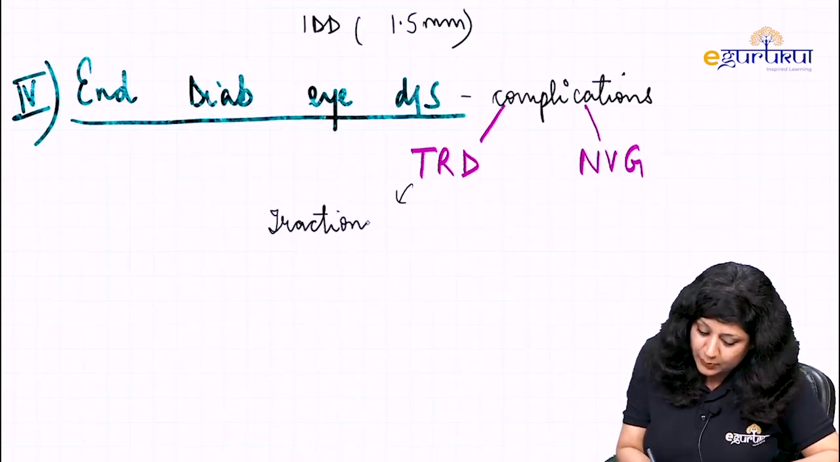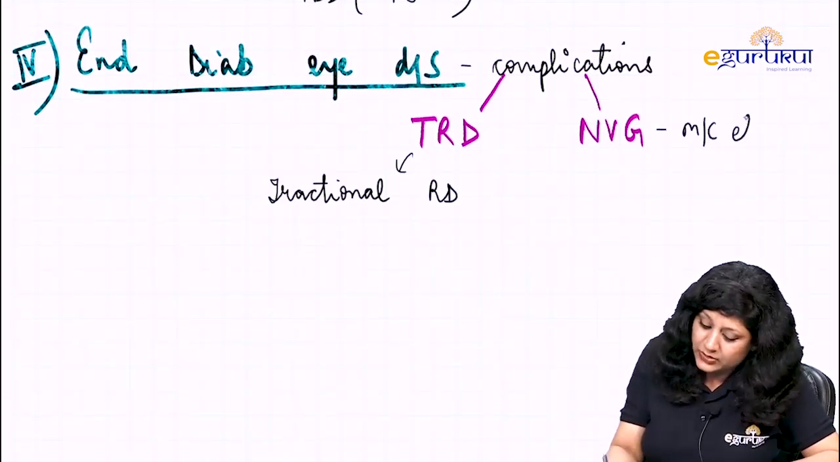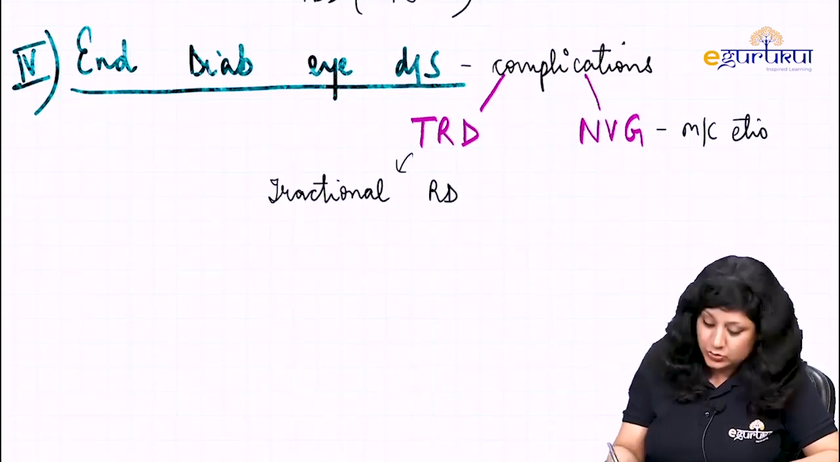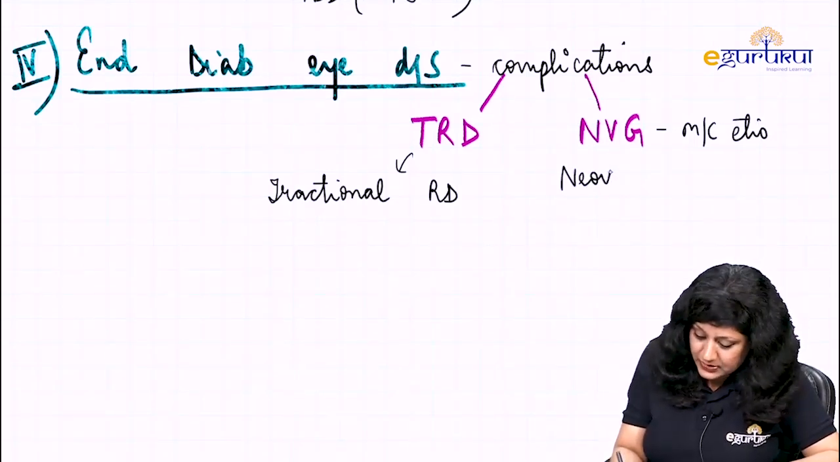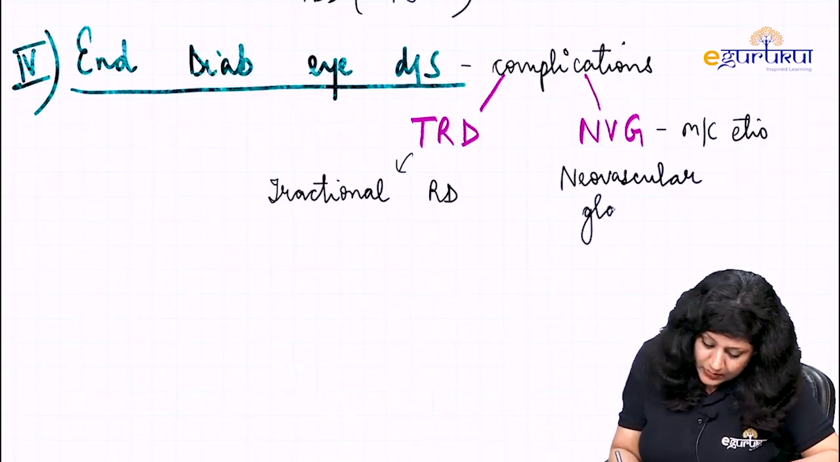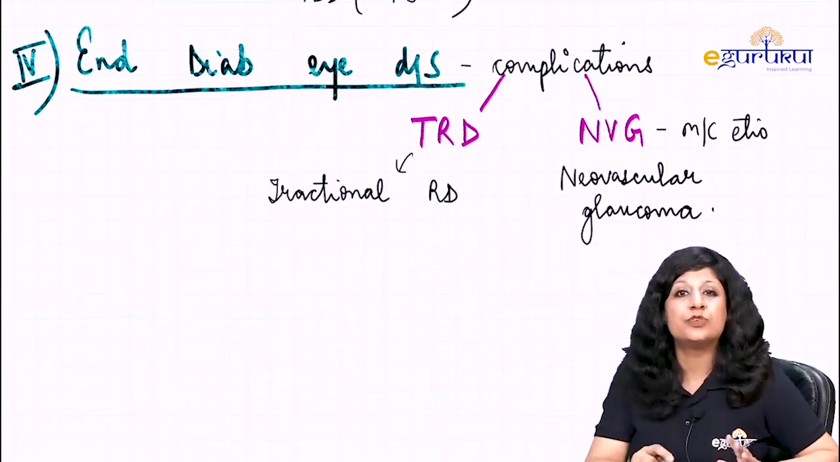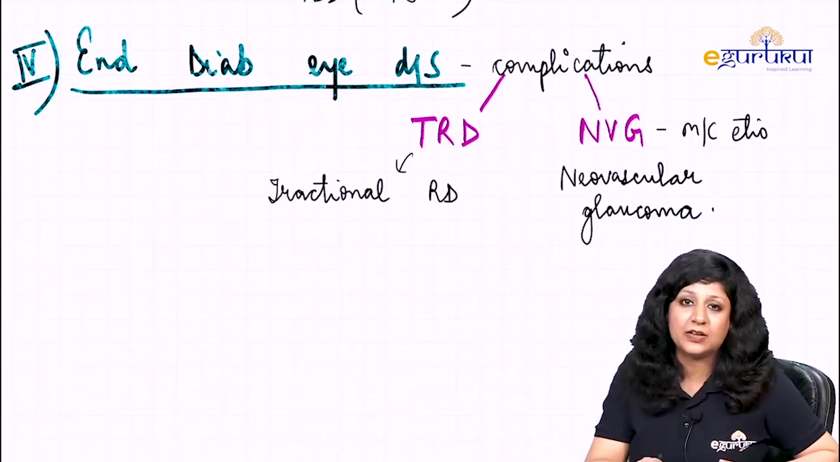The most common type of RD that you get here is the tractional retinal detachment. Also, it is the most common etiology of neovascular glaucoma. This is called neovascular glaucoma. So these are the 4 stages of diabetic retinopathy.